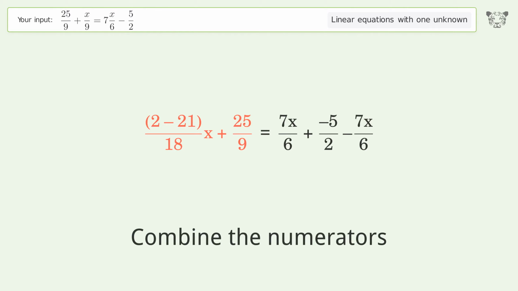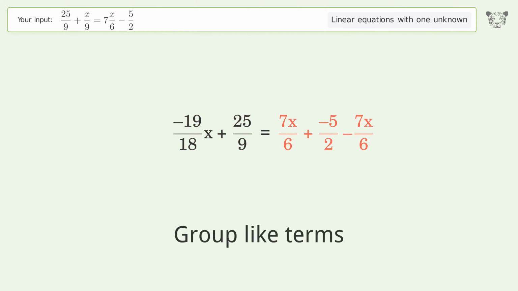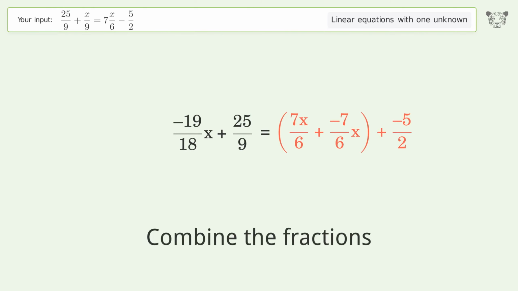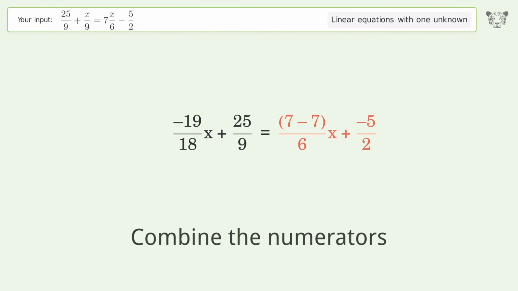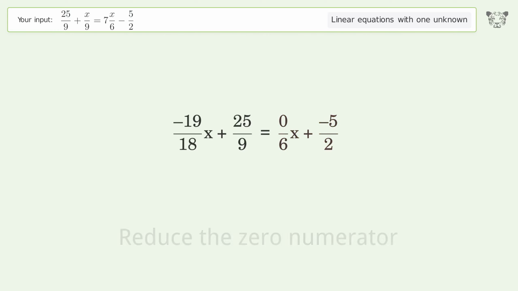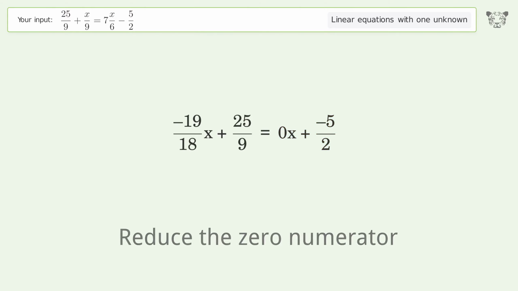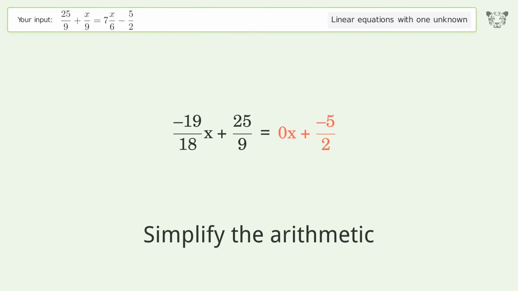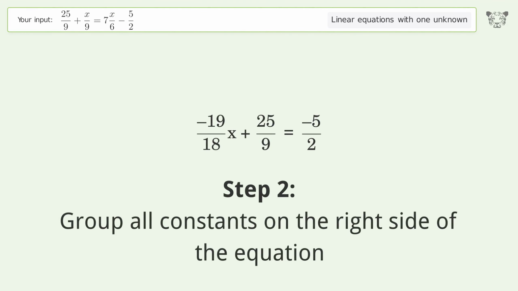Combine the numerators. Group like terms. Combine the fractions. Combine the numerators. Reduce the zero numerator. Simplify the arithmetic. Group all constants on the right side of the equation.